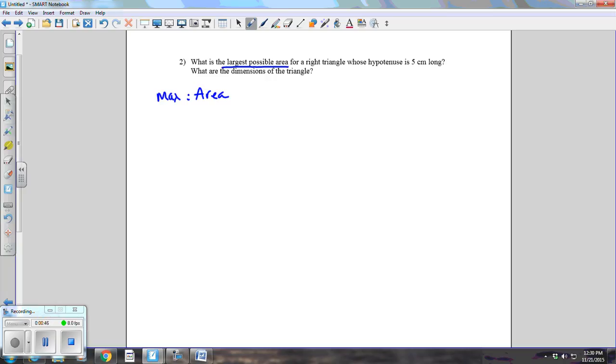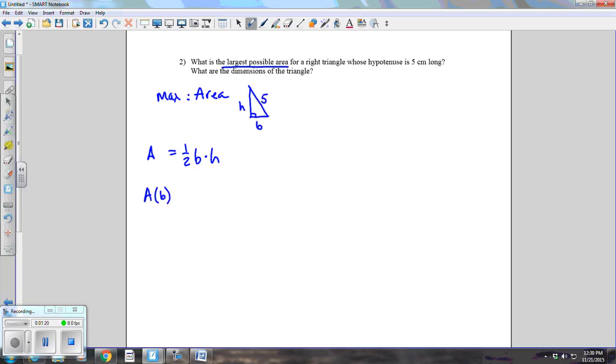I have a right triangle whose hypotenuse is 5 centimeters long, and we want the largest area for the dimensions of the triangle. So we were using base and height in class as our dimensions of the triangle. And the function that describes area is area equals 1/2 base times height. This again is going to be my derivative function, but because I have a b and an h, the goal is to make this in terms of just one variable prior to taking a derivative.